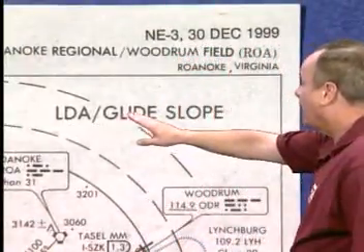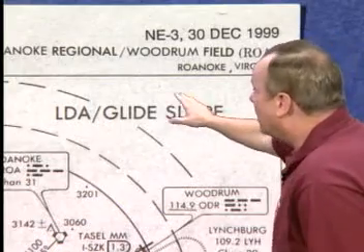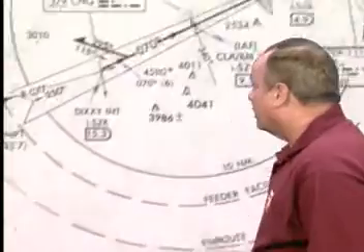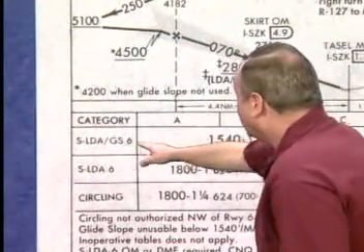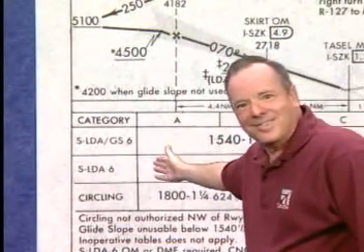By the way, it's not common that an LDA does have a glide slope. Some do, but most don't. So there's a big note here in the plan view to let you know that this approach does have a glide slope. And they also let you know the same thing down here in the minimum section. They tell you, in fact, that this has a glide slope.